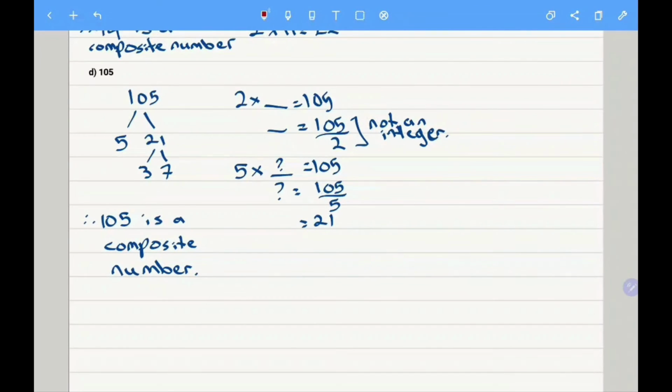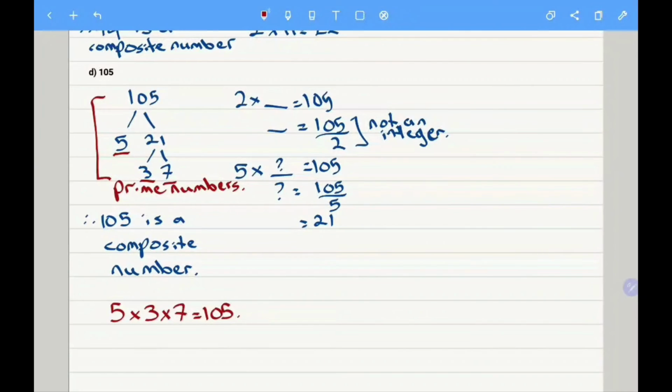In a factor tree like the one we drew for 105, if you pay attention, you will realize that it's written in terms of prime numbers. These are all prime numbers. So, if a question asks you to write out a composite number in terms of its prime numbers, you will write it as 5 times 3 times 7 equals 105.